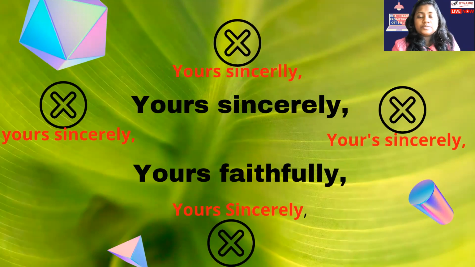The words written on the slide, yours sincerely and yours faithfully, are correct. You have to begin Y with a capital letter, and yours is one word, and sincerely, S should start with a small letter only, and the spelling of sincerely is S-I-N-C-E-R-E-L-Y and a comma. If it is yours faithfully, again Y starts with a capital letter, then yours faithfully, F is small, and for faithfully double L is there, and a comma. This is the correct form of writing.